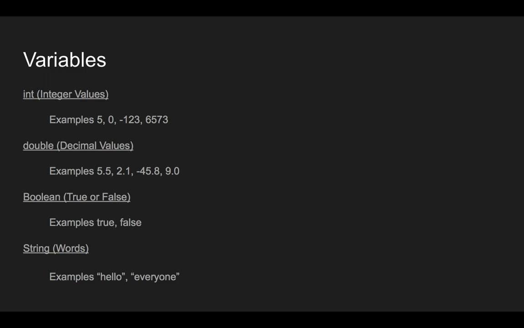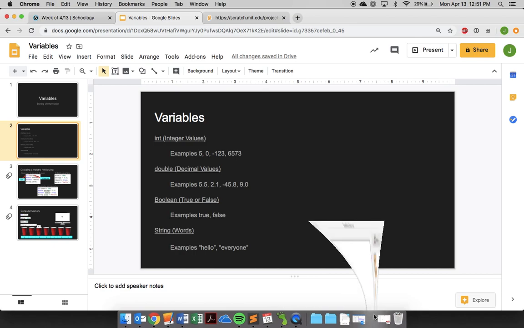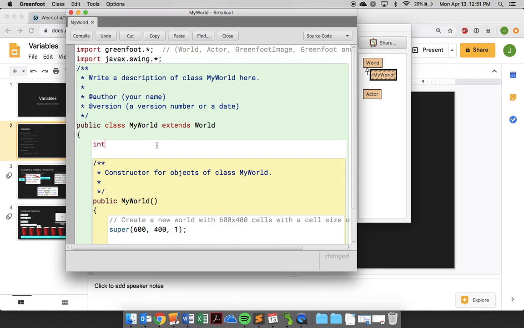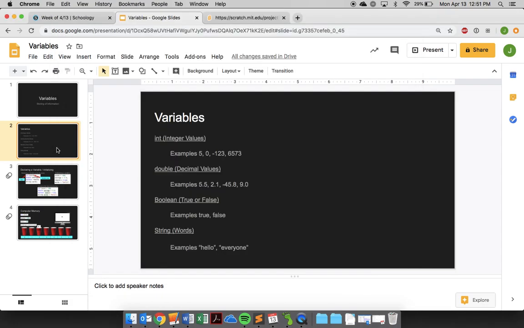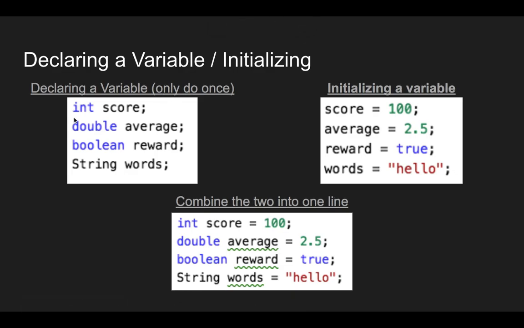Okay. So to jump back, if you want to make a variable, so if I jump to Greenfoot, just to show you, and I have this class here, so we don't need to know any of this, but I can come in here and say int score, and there's me making a variable. All right. Now in the next slide, we're going to talk about what's called declaring and then initializing. So if you look at this slide here, this is how you declare a variable, and you only do this once. So you put int score, or double average, or Boolean reward, or string words. So that is you declaring a variable.